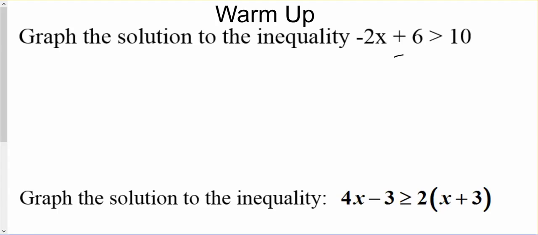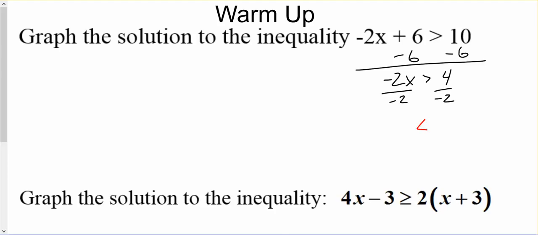On the first problem we're going to subtract 6 from both sides. We're going to get negative 2x is greater than 4. Then we're going to divide both sides by negative 2. When we divide by a negative, we need to reverse the inequality symbol. Make a note of that. We're dividing by a negative, we're going to reverse the inequality symbol.